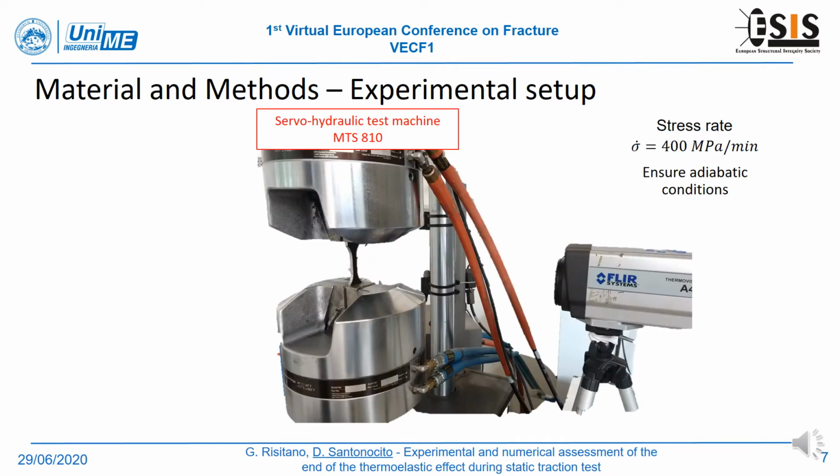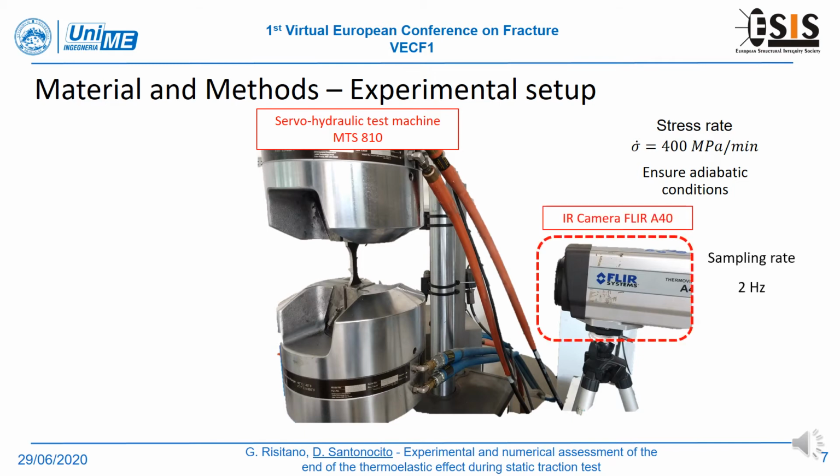Static tensile tests were performed on specimens made of C45 steel with a nominal cross-section of 12 by 6 mm. The static tests were performed with a servo-hydraulic load machine MTS 810 with a stress rate equal to 400 MPa per minute, able to ensure adiabatic test conditions. The infrared camera FLIR A40 with a sample rate of 2 Hz was adopted to monitor the specimen's surface temperature.